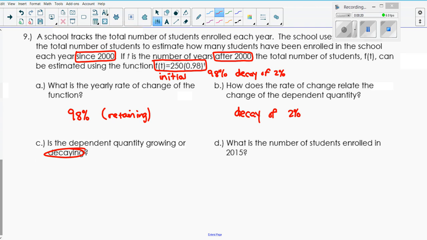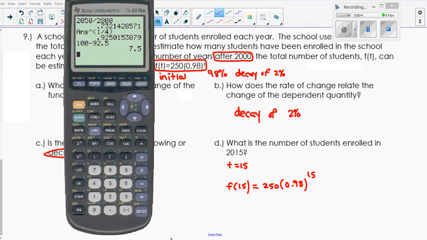Okay, and then lastly, what is the number of students enrolled in 2015? Well, this started in the year 2000, so that means our t would be 15 years. So we can just substitute this in. So we can say f of 15 equals the 250 that we started with times the 98%, and then we can raise it to the 15th power. And going in, we should know that we're going to end up with something less than 250.